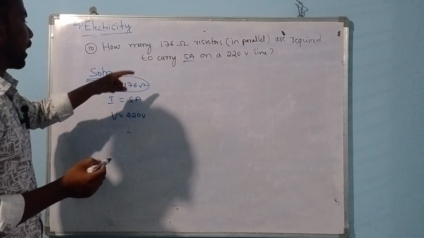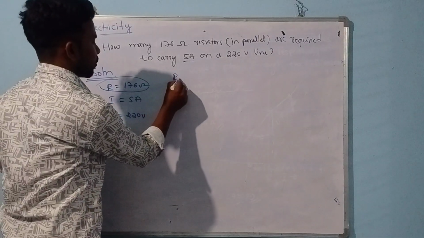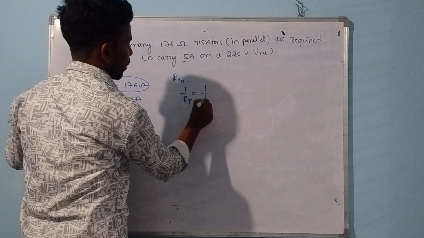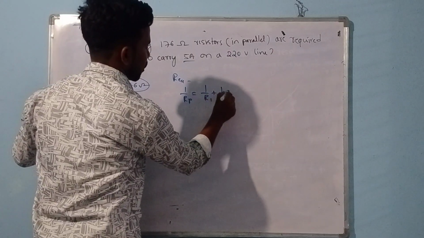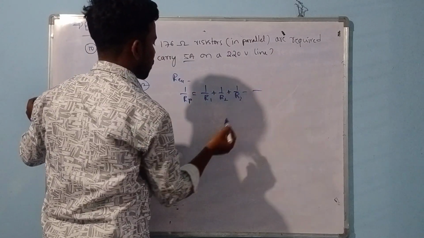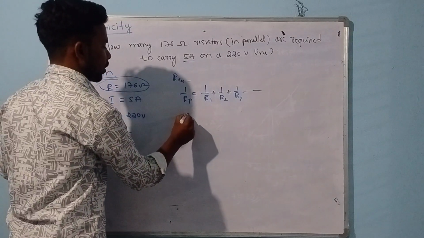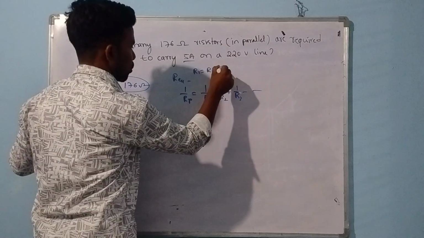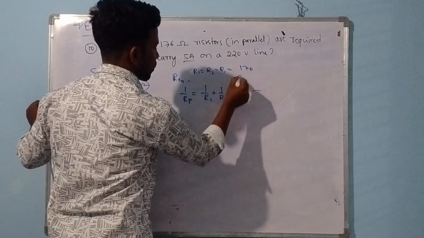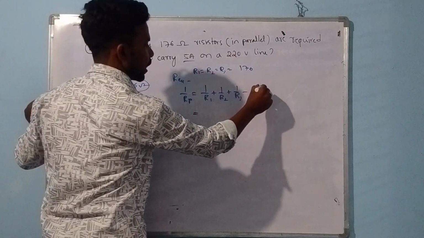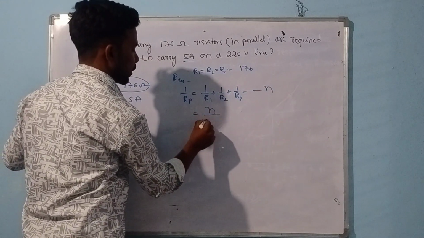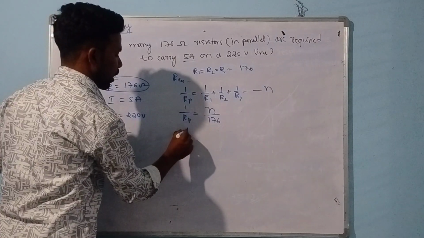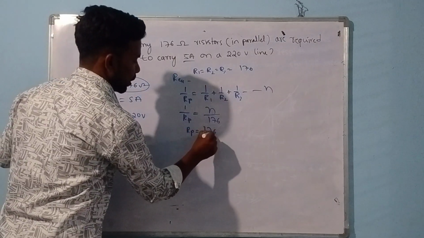So what is the condition? Parallel. So for equivalent resistance, what is the formula? 1 by Rp is equal to 1 by R1 plus 1 by R2 plus 1 by R3 and so on. This is the formula, right? We don't know how many we have. So let us take the number as n. Here R1, R2 and so on are all equal to 176. So 1 by Rp is n by 176. So Rp is equal to 176 by n.